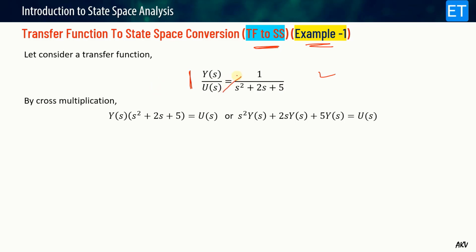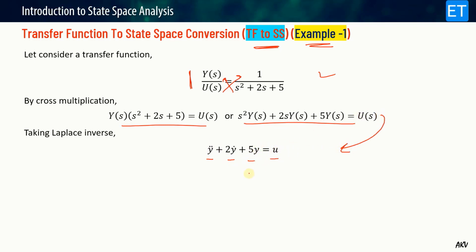When you do the cross multiplication, you get this, and obviously take Y(s) inside. So s square Y(s) plus 2s Y(s) plus 5 Y(s) equal to U(s), and now take the Laplace inverse of this equation. When you take the Laplace inverse, s square definitely gives the second derivative y double dot, plus 2y dot plus 5y equal to u. So this equation is converted into the time domain. It is a simple differential equation, and from it you can write the corresponding state space in a similar way to what you did for the mechanical system.